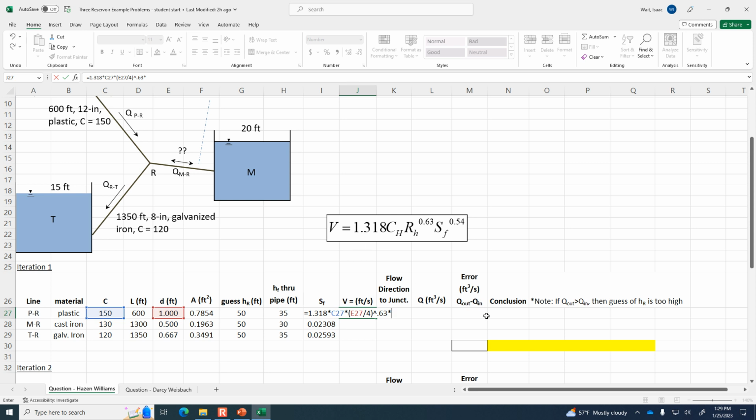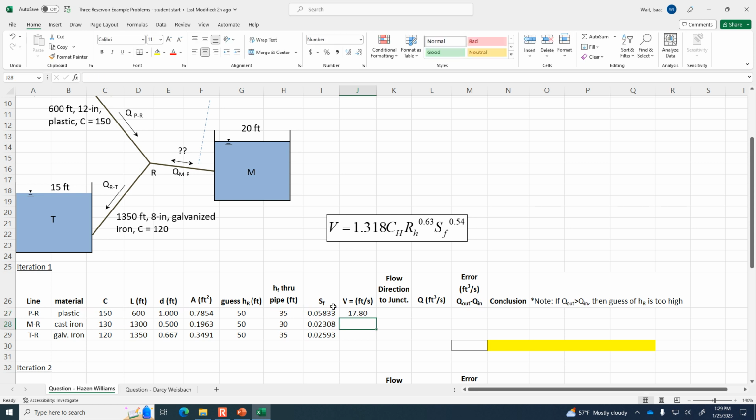Now, since my formula is centered, I can't click on the location. I want to click on I-27, but I can't click on it because my formula is in the way. So that just forces me to type I-27. Not the end of the world. To the power of 0.54.